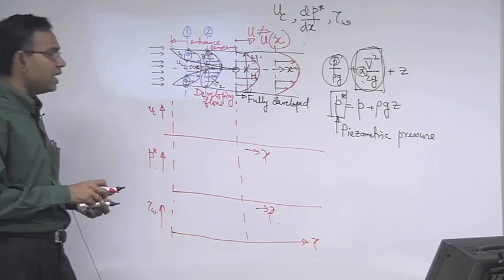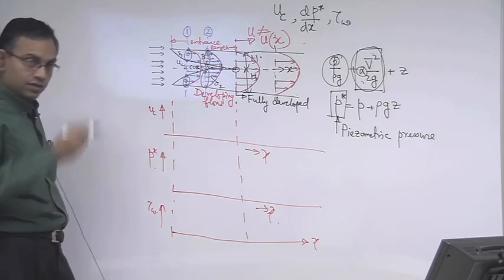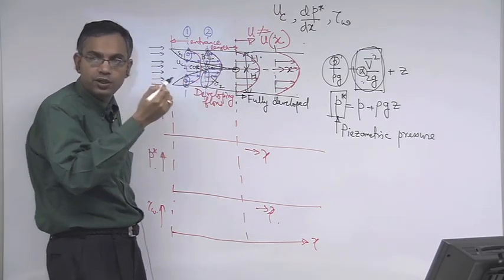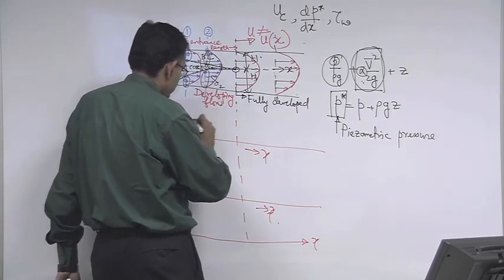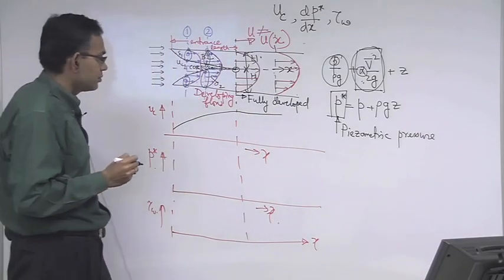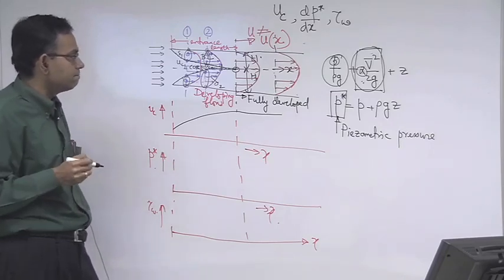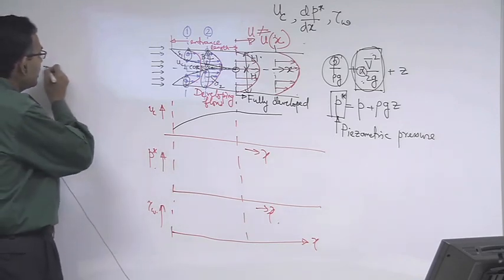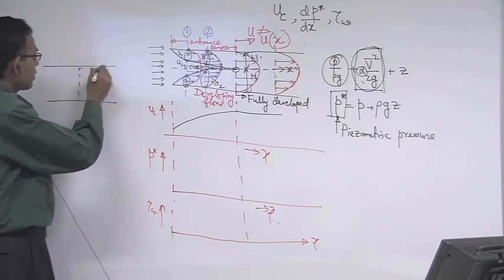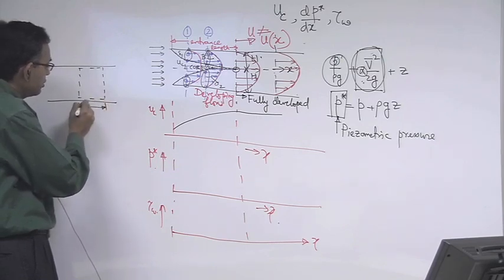So u center line versus x, how will it look? Initially u center line is increasing as we move along x till the flow becomes fully developed, and then it becomes a constant, right. What happens to p star? To understand that, let us assume that this is a section of a pipe. And let us consider a small section dx.